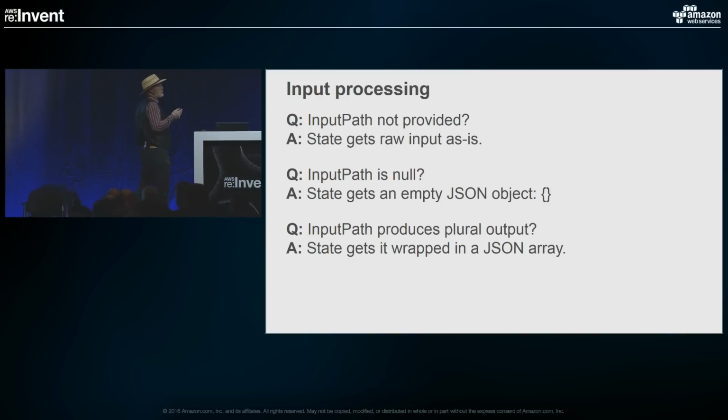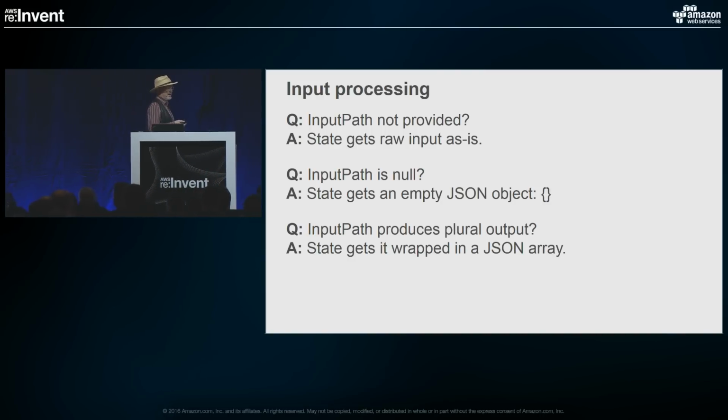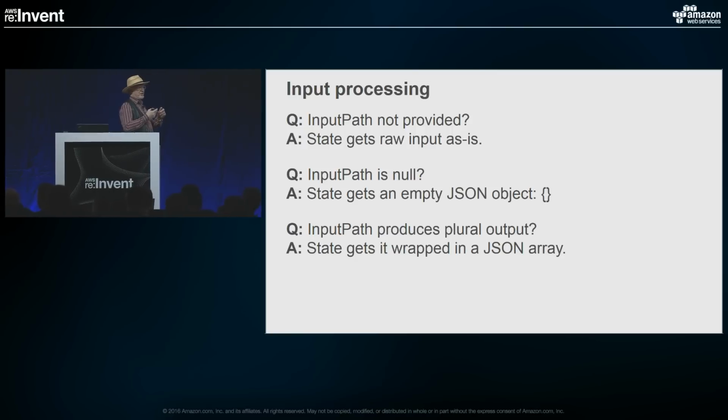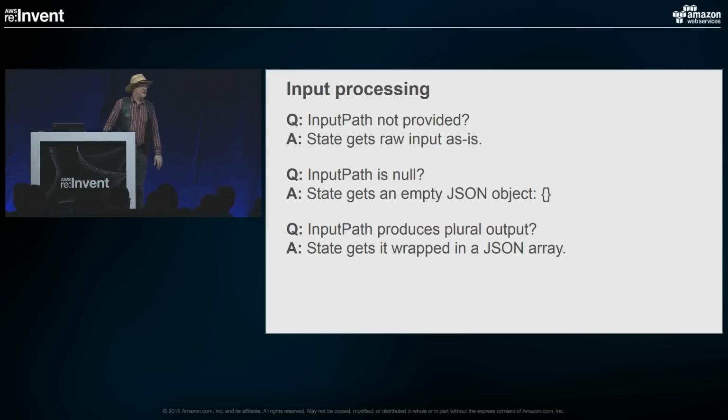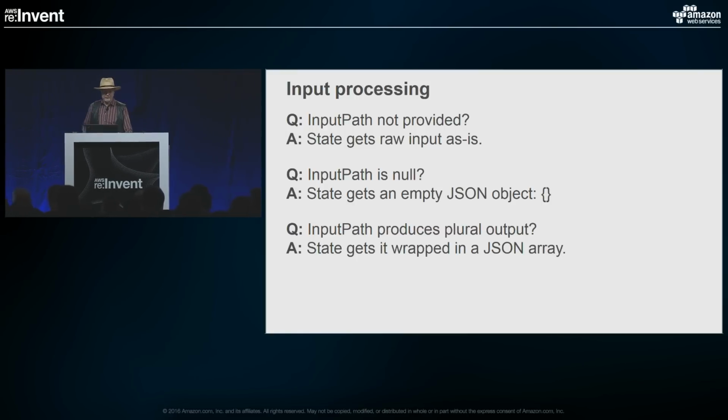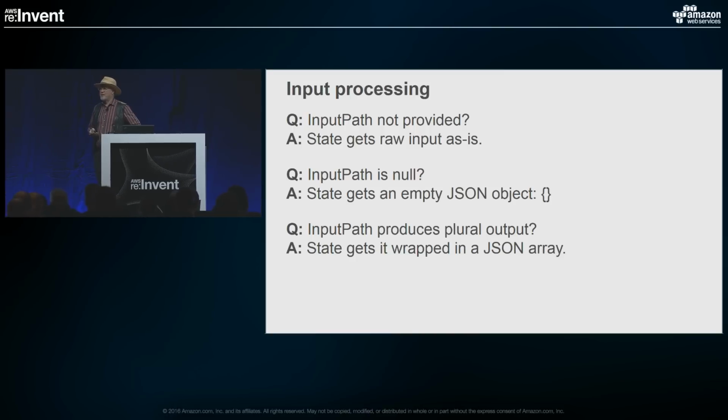And for those of you who really are expert at JSON path, you will know that you can actually have a JSON path that produces multiple outputs. And if you do that, we wrap square brackets around it and hand a single JSON array to the task. So this is just bookkeeping, but I think it hits a pretty useful 80-20 point.